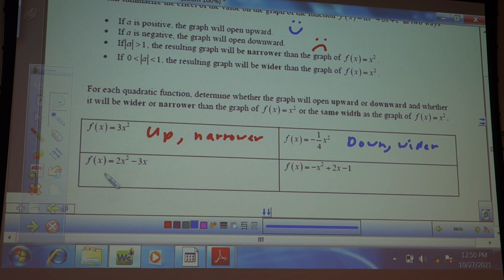Okay, David, next one over here. Is it going to be upwards or downwards? Up. Why? Because my 2 is positive. Okay, Deja, is it going to be narrower or wider, or the same?